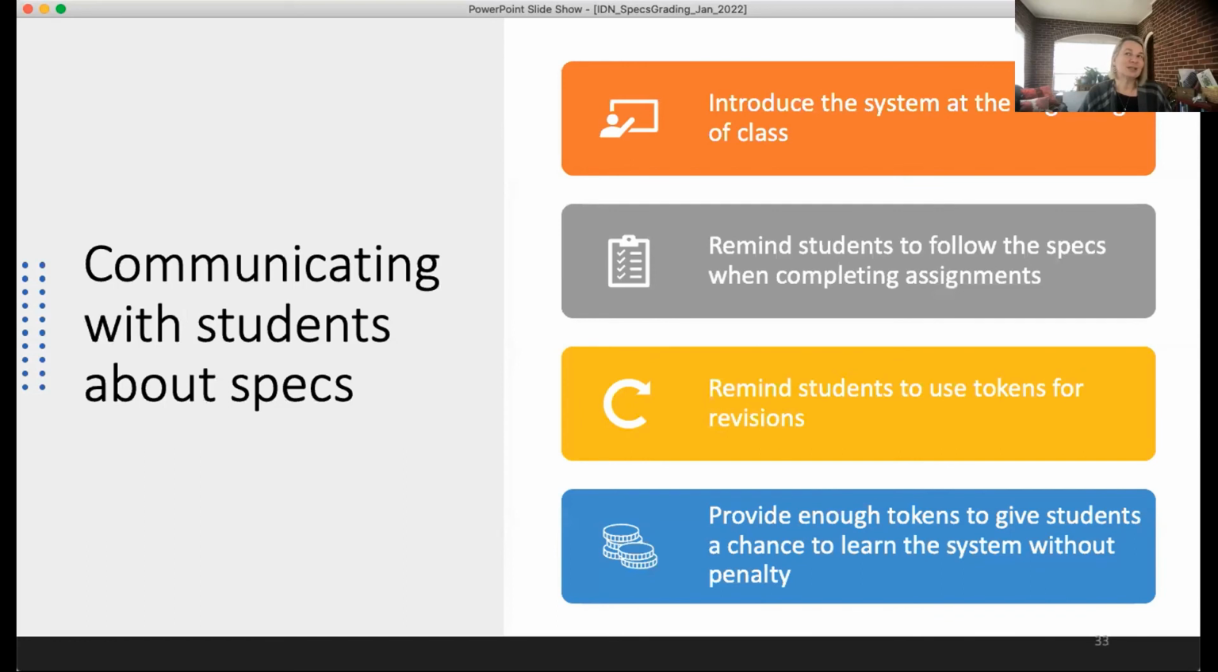When you communicate to students about it, you need to tell them about this at the beginning of the class. Remember, it's a big cultural change here. Remind them continuously with the assignments to follow the specs. Remind them if you send something back to them ungraded, or if they email you to ask permission for it to be late, because again, cultural change, right? Remind them that they've got the tokens for that, and give them enough tokens to learn without penalties. And so if you're running out of tokens and you're like, oh, I didn't design enough in, that's when you just say, oh, let's have more tokens in this class.